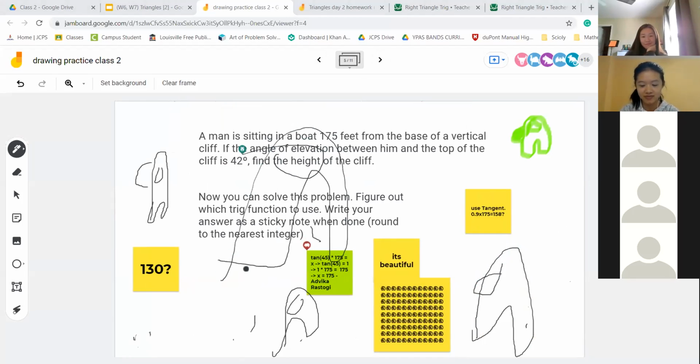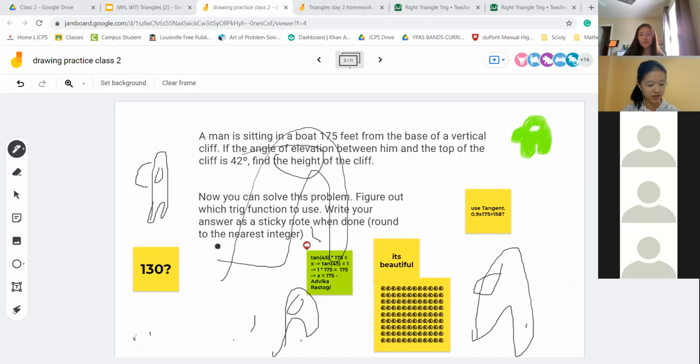Like when I solved it, yes, I had a question. When I solved it, for some reason on my calculator it showed that the tangent of 45 is 1, but then when I looked on the Google calculator, it showed like 1.619 something. And then when I multiplied it by 175, it gave me a completely different answer.